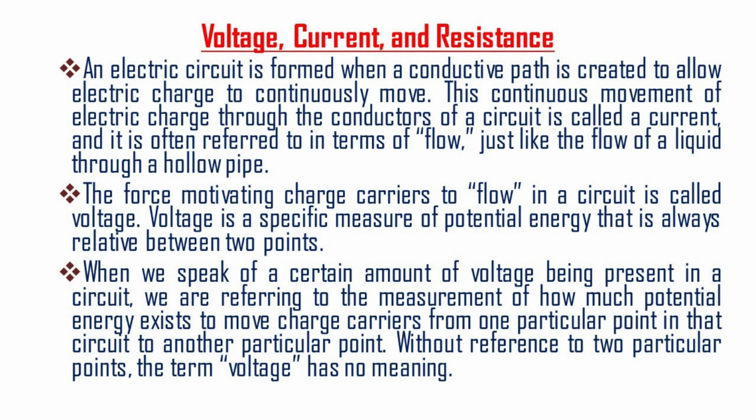Voltage, current, and resistance. An electric circuit is formed when a conductive path is created to allow electric charge to continuously move. This continuous movement of electric charge through the conductors of a circuit is called a current, and it is often referred to in terms of flow, just like the flow of a liquid through a hollow pipe. The force motivating charge carriers to flow in a circuit is called voltage.